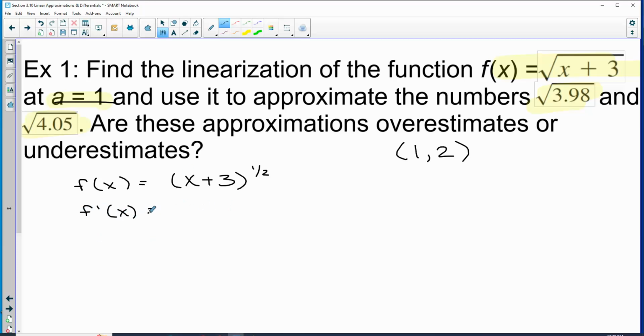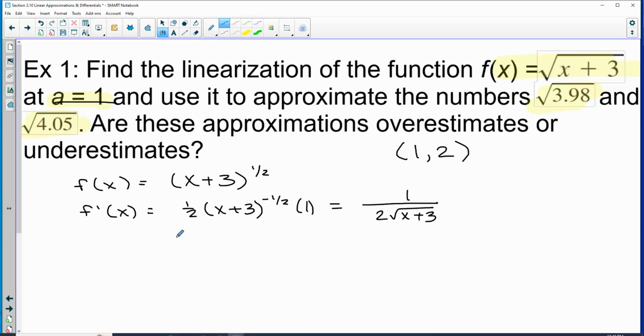So, exponent comes down. Inside stays the same. Subtract 1 from the power. And do the inside. Derivative of the inside is 1. So I'm going to write this as 1 over 2 square root of x plus 3, just because I'm going to plug a number in. I just wrote it back in radical form because I'm going to plug a number into this in a second.